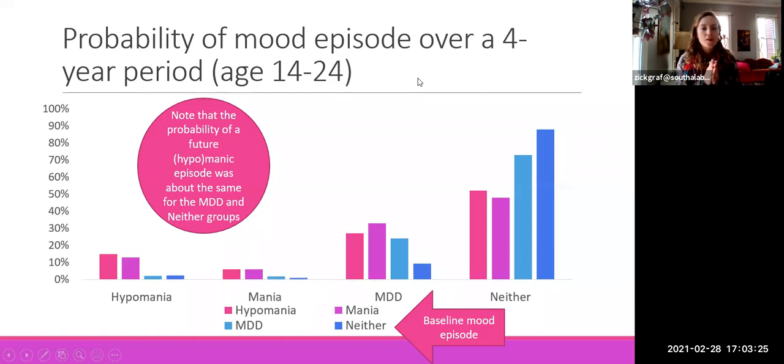Okay. So the key takeaway from this is that having a major depressive episode doesn't raise your risk of having a subsequent hypomanic or manic episode. Having a hypomanic or manic episode substantially increases your risk of having a major depressive episode.